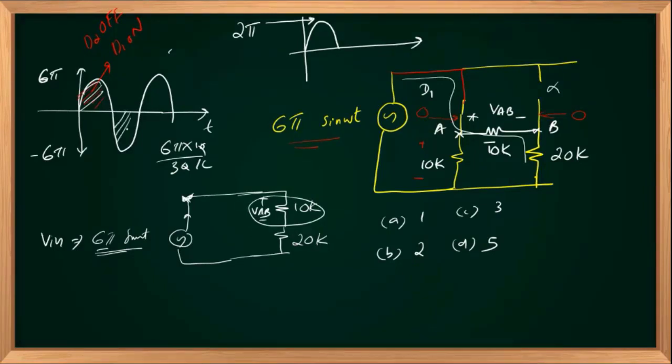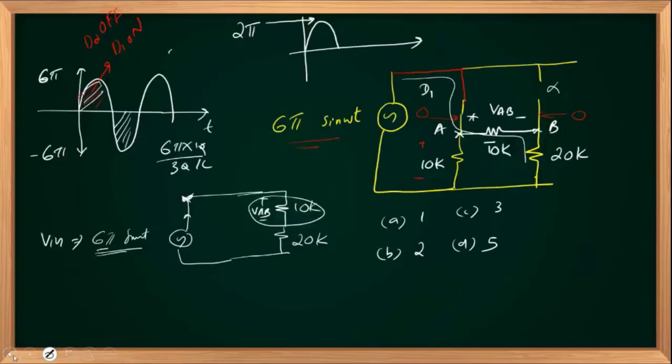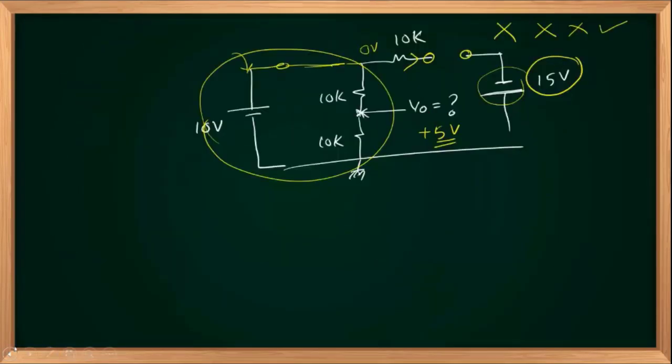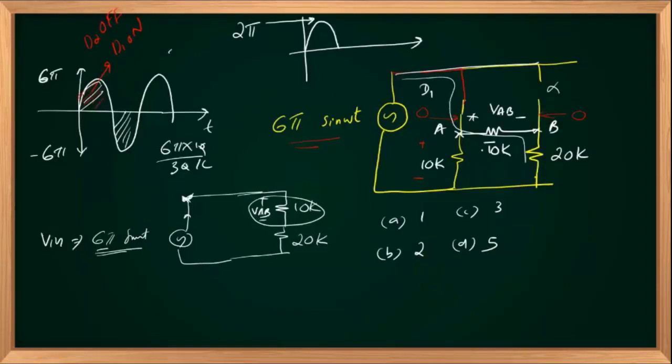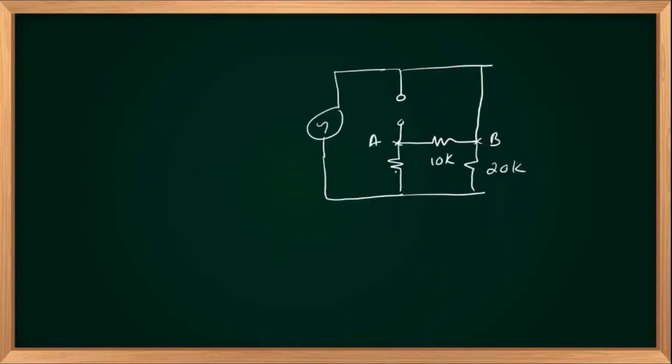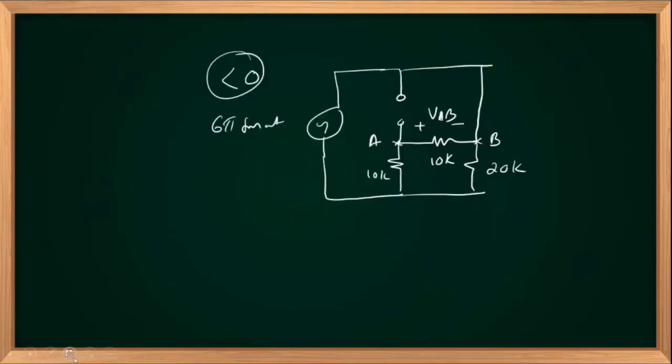Why? I am concentrating on the negative half cycle. Vin is negative, right? So I should short circuit my diode, and I have a connection like this. And the values are 10K, this was 10K, and that was 20K, 10K. I'm interested in this voltage, VAB, right? This is 6π sin ωt, and that is less than 0 at present. We are concentrating on the negative half, right? So if this is negative, this will be negative and positive.